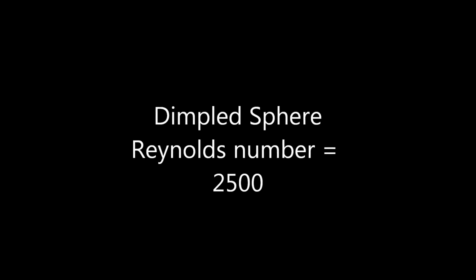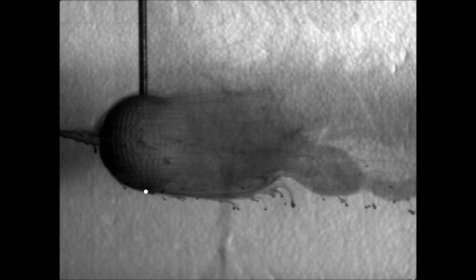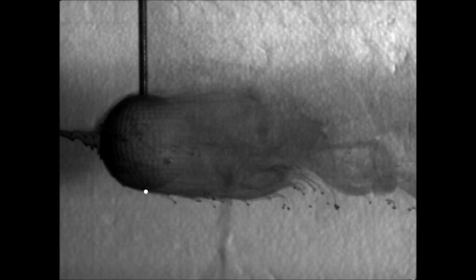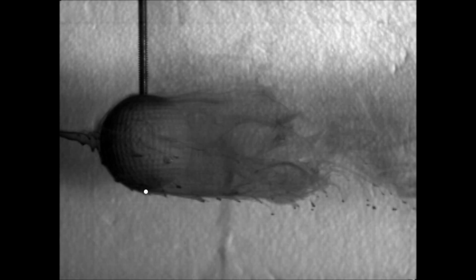The second case is identical to the first, this time using the dimpled sphere. As you can see, the separation point and wake size are similar. This is expected because we are still operating in the laminar flow regime.